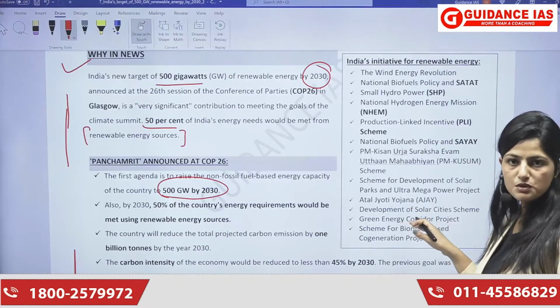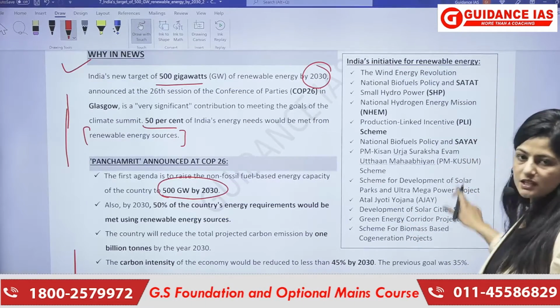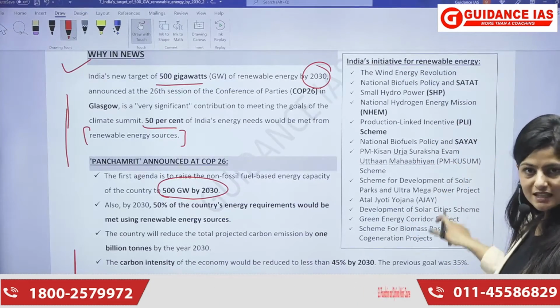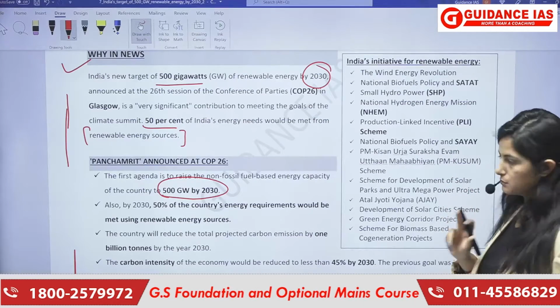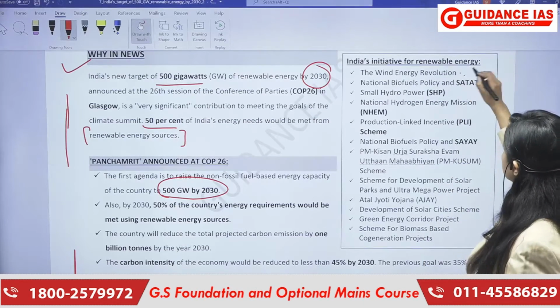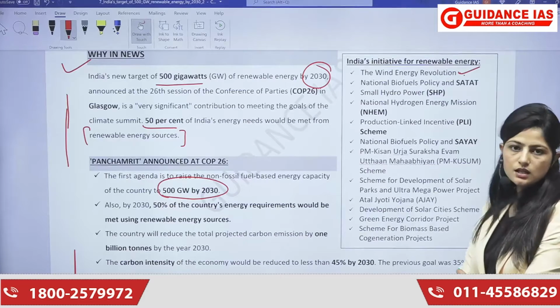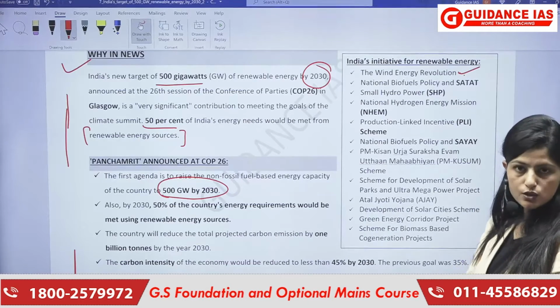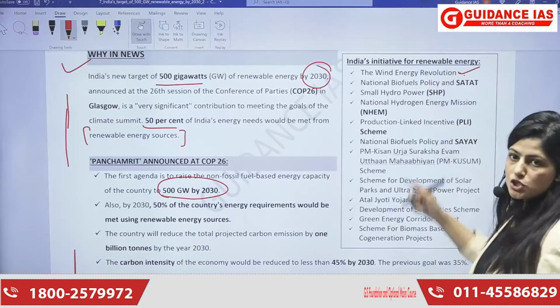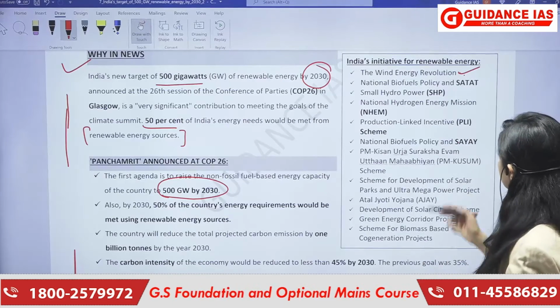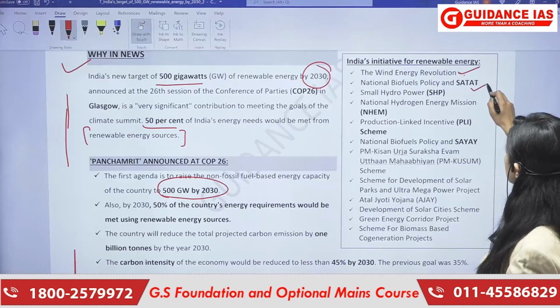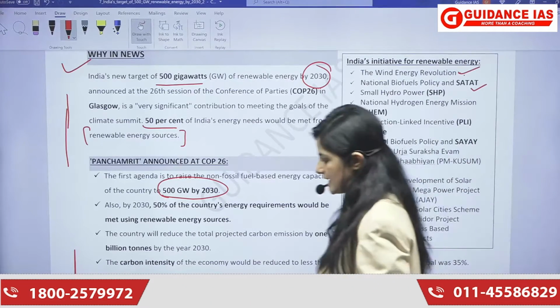Also, if they ask you in prelims, you must know about each and every initiative or scheme which was launched by the government. The first is wind energy revolution. It is in the area of wind energy, of course, again to achieve the target of renewable energy. Second is National Biofuel Policy, or SATAT.